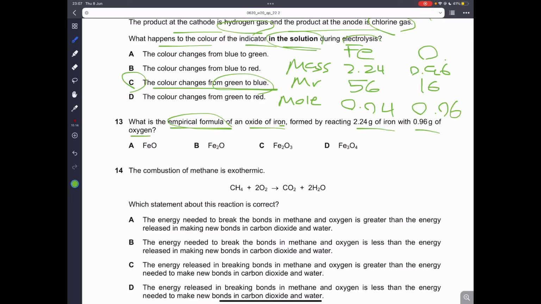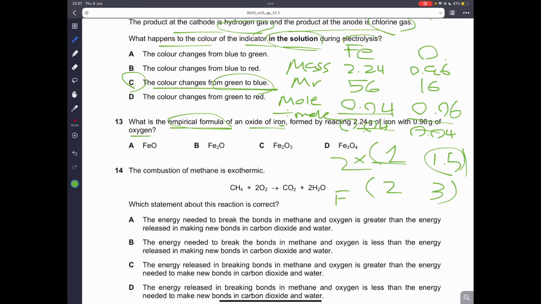Now we divide by the smallest number of moles, which is 0.04. We divide them by 0.04, which gives us 1, and 0.06 divided by 0.04 gives us 1.5. Now remember, 1.5 is not a whole number, so we multiply the whole ratio by 2. This gives us 2 and 3. So there are 2 Fe atoms and 3 oxygen atoms, and therefore we get the empirical formula Fe2O3. Therefore C is the correct answer.